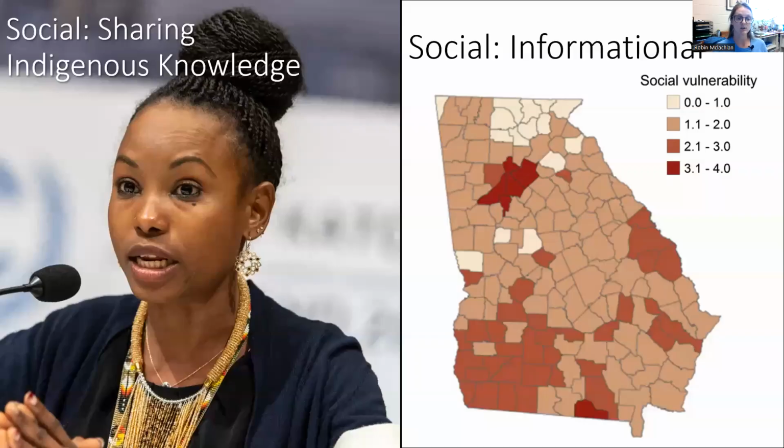Some examples of some social adaptations. This could be sharing indigenous knowledge, right? Knowing that a lot of different cultures are dealing with climate change. Many have been dealing with climate change for an incredibly long time. So we learn from each other, rather than just one community taking the lead and excluding all the other knowledge. Other social adaptations could be informational, right? Collecting a lot of data, thinking about who's most vulnerable in our state and how we can talk about that, share that information.